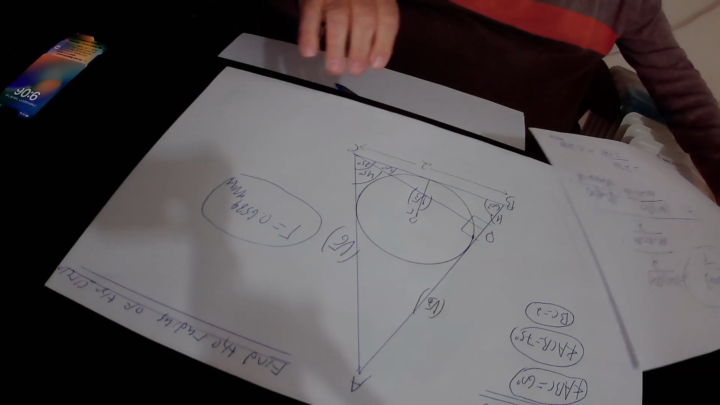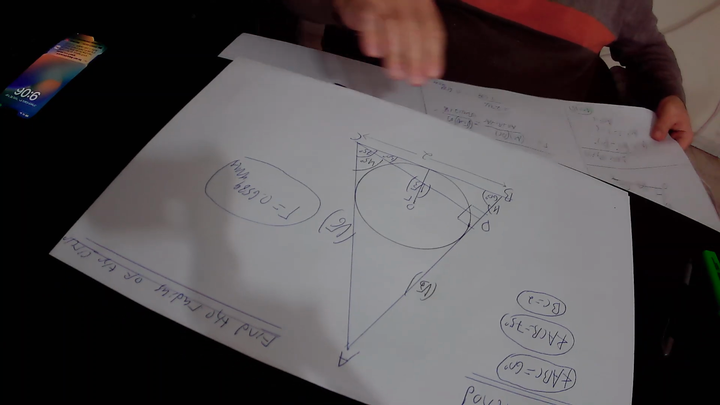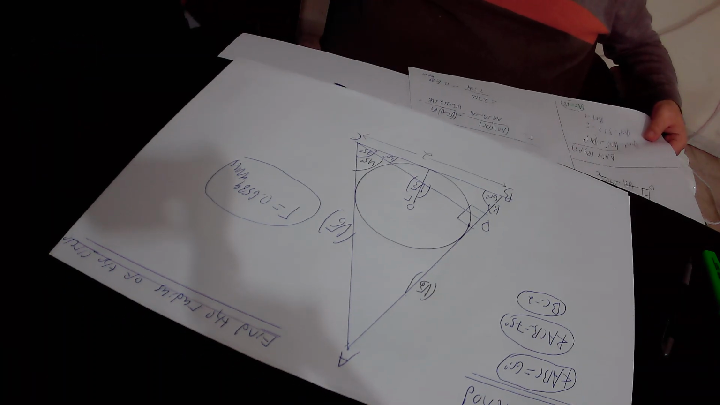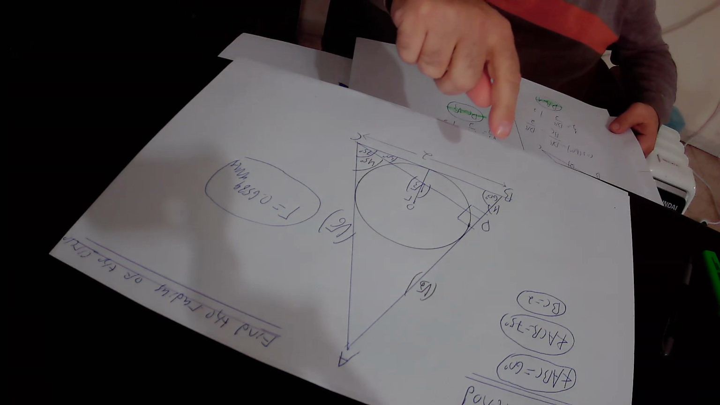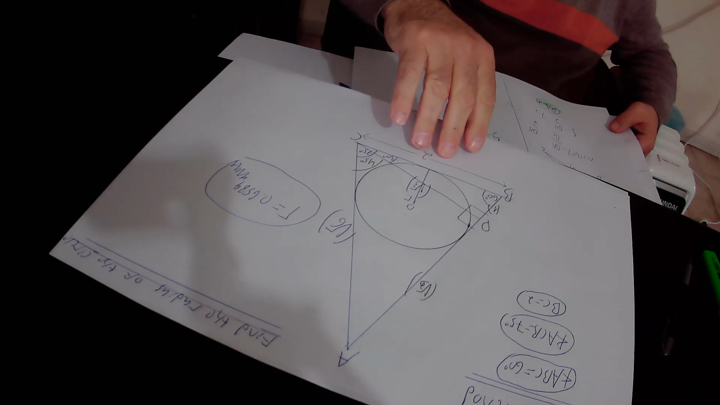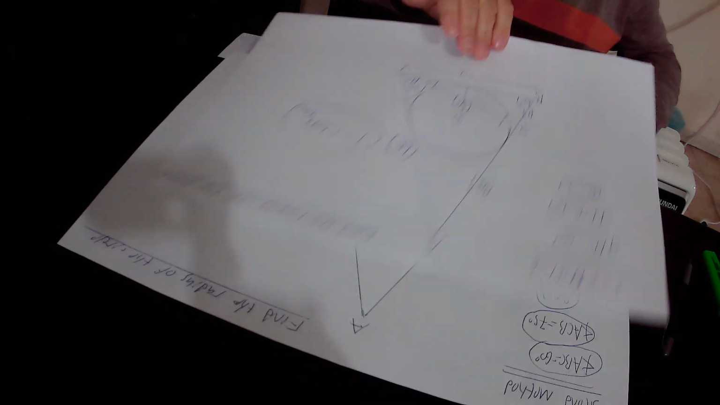So we finished with the first method. In the next step, I will present to you how to find out the radius of this circle that is described by triangle ABC according to the second method.